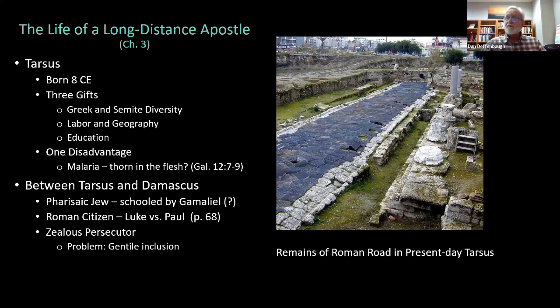But then he has this Damascus Road experience, and a new dawn, a new day opens for Paul. So that's where I'm going to have to leave it. When we return, we will probably pick up around page 70, and hopefully finish the chapter, because we've talked a little bit about this in our preliminary discussions.